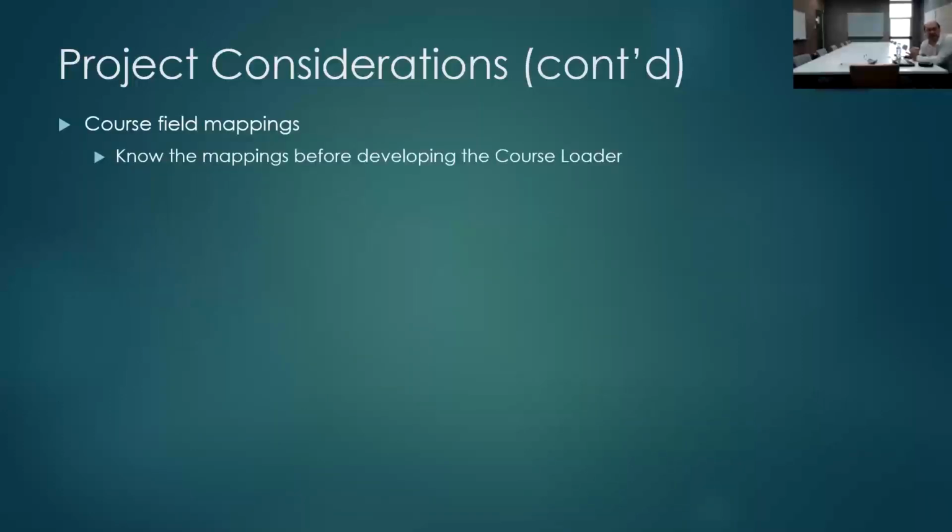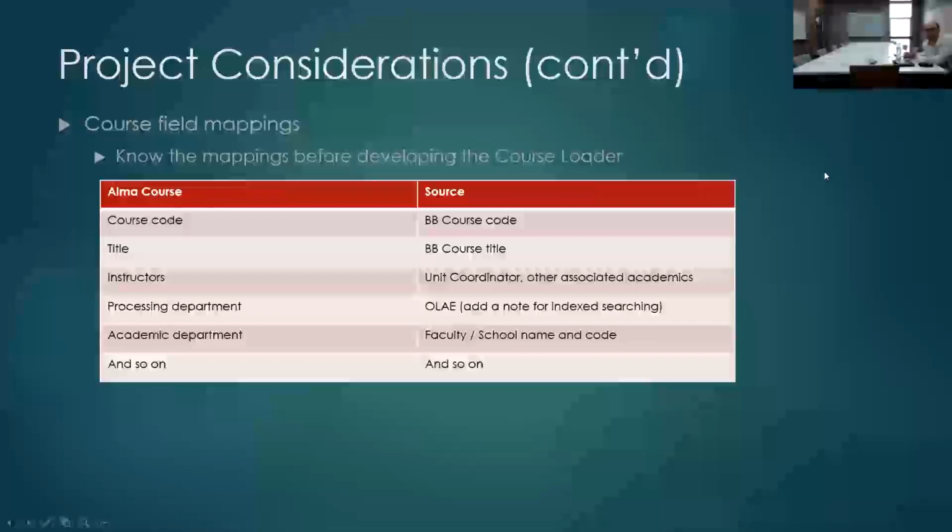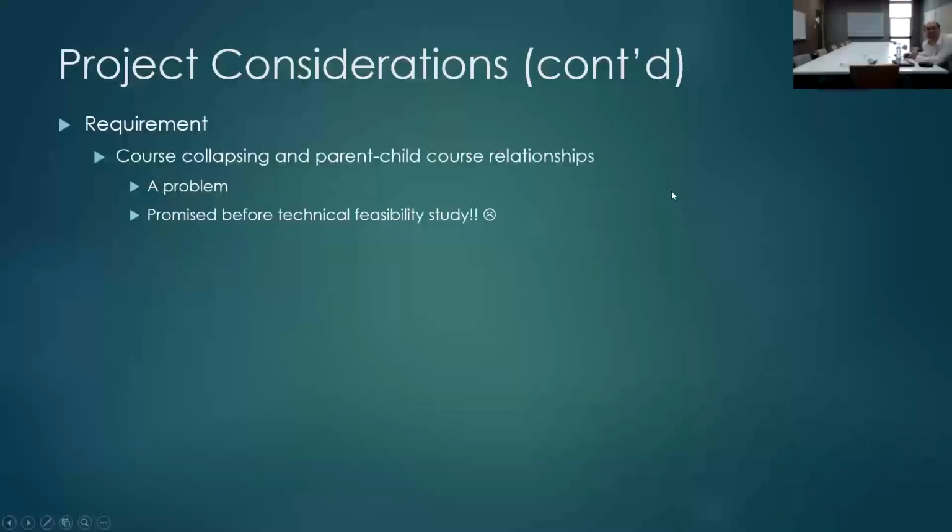The easiest part of the course integration project was to actually figure out how you would map the source business data into an Alma course. It simply was a case of drawing up a table, a few email exchanges, and then just filling out a form. But the hardest part was actually how to meet the new requirement, which was course collapsing.